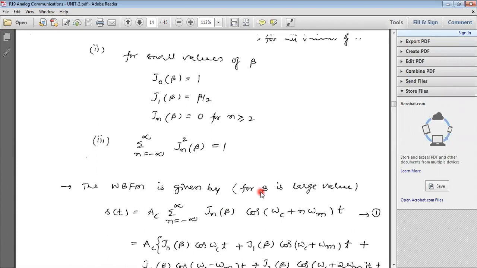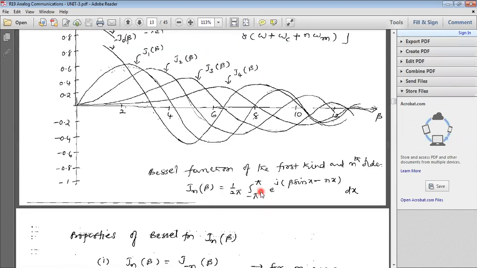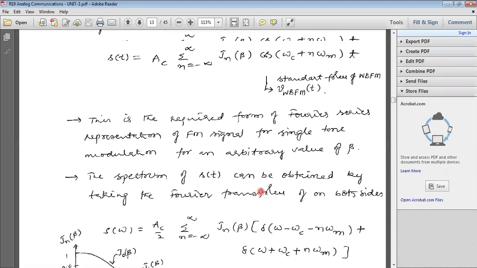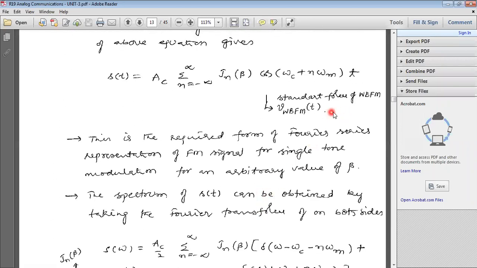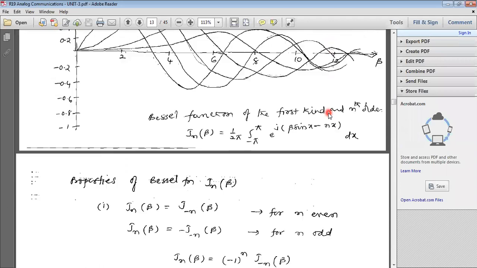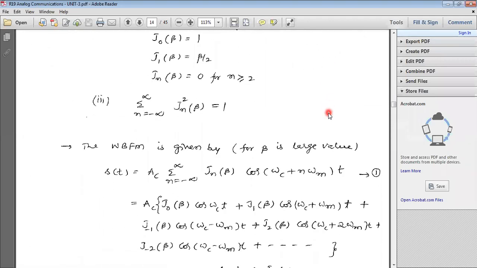Now again take the final expression, s(t). I think it is equation number 7. Take equation number 7. So what is that? A_c into the sum over n from minus infinity to infinity of J_n(beta) into cos((omega_c plus n omega_m) t).